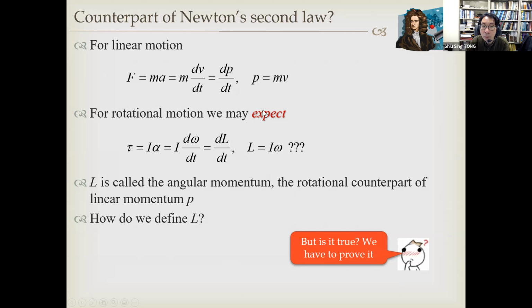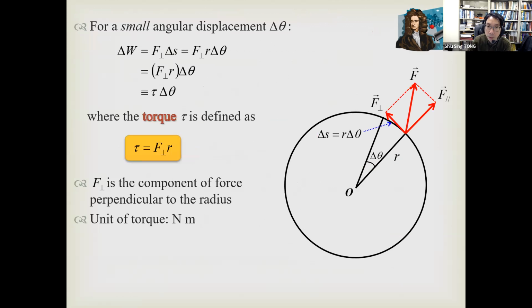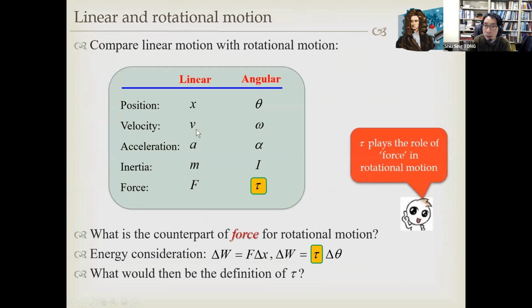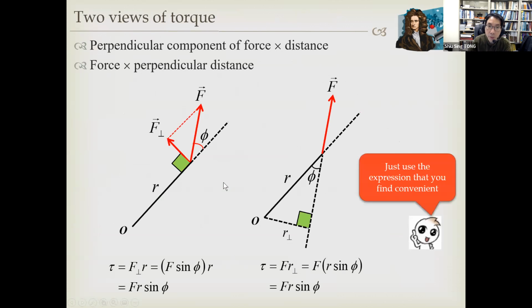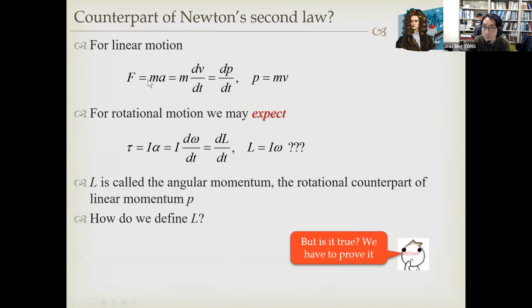For rotational motion, we expect the same thing. We expect the force to be replaced by the torque, the mass to be replaced by the moment of inertia, and the linear acceleration to be replaced by the angular acceleration. So we always remember this diagram: everything in the linear motion has its angular counterpart. So we search for an analogy with the linear motion. We want the same equation to be valid in the angular case.